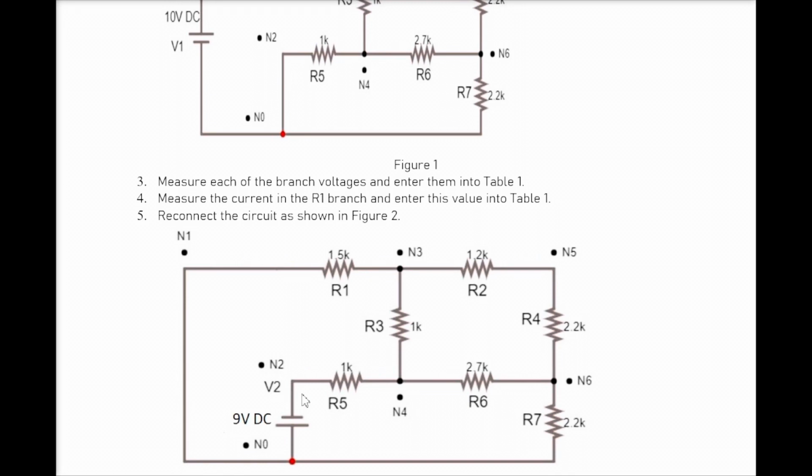So you see over here 9 volt DC, it's been shorted, right? This is shorted in figure 1. So similarly, when we try to see the effect of 9 volt DC on other circuit components, then I will be deactivating the 10 volt DC.